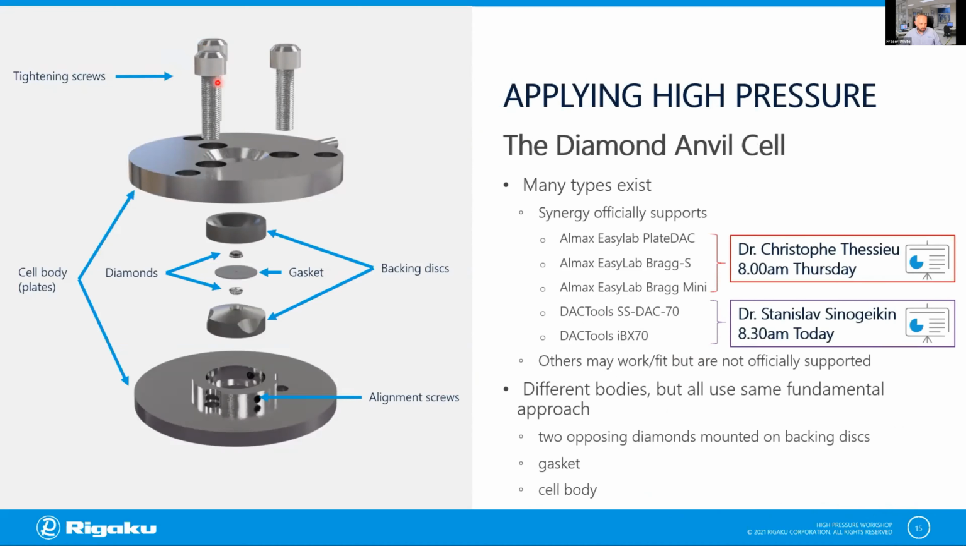We have some tightening screws, we have a backing disc, we have a diamond, and then we have a gasket, and then that's mirrored on the other side. So we pull the diamonds together, so we sandwich them together like this, and in the gasket here we have a small hole with the crystal sitting inside it, and some high pressure medium is around the crystal to allow pressure to come in from all sides as the uniaxial force is applied.